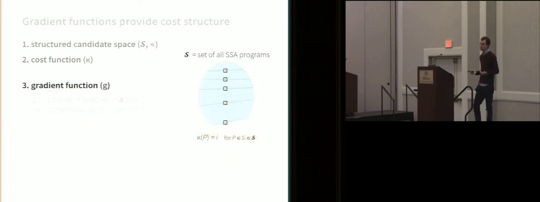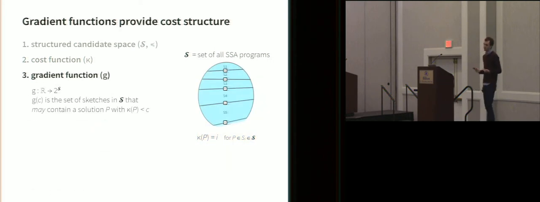The final part of a metasketch is a gradient function. And you can think of the gradient function as relating the other two parts of the metasketch to each other.